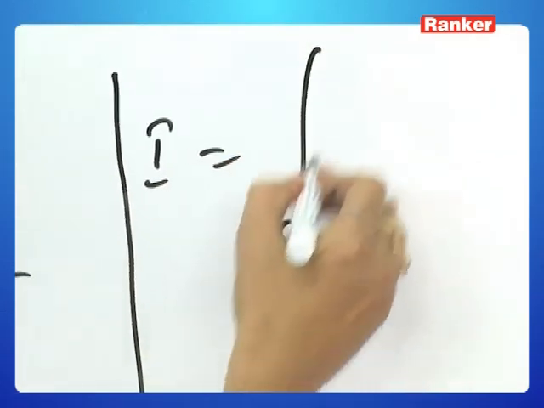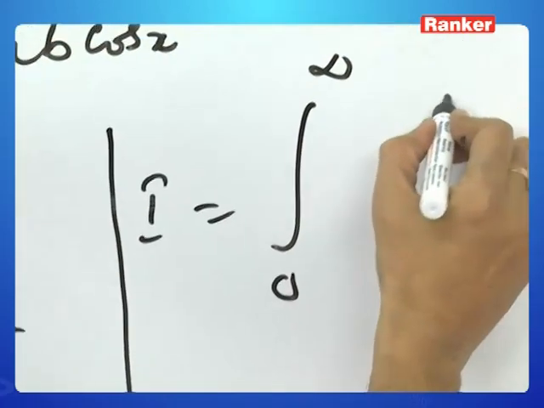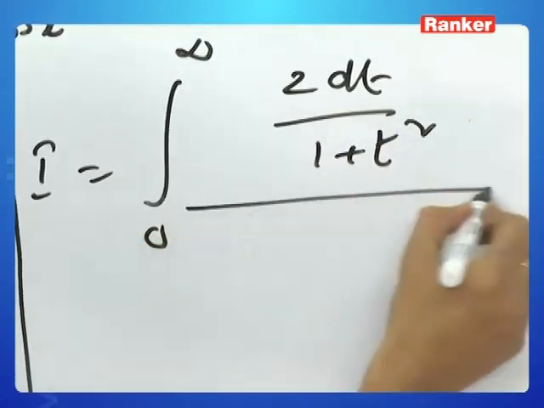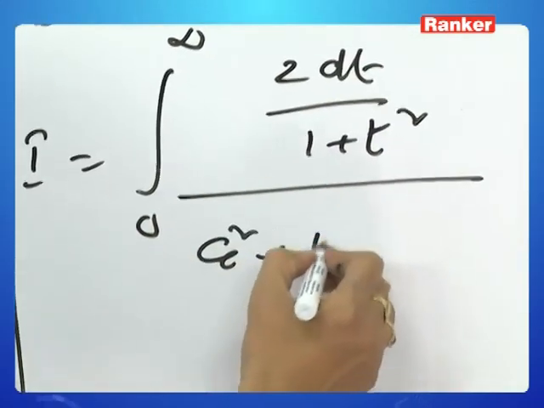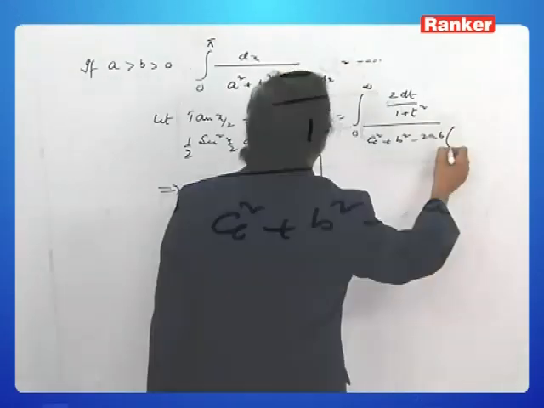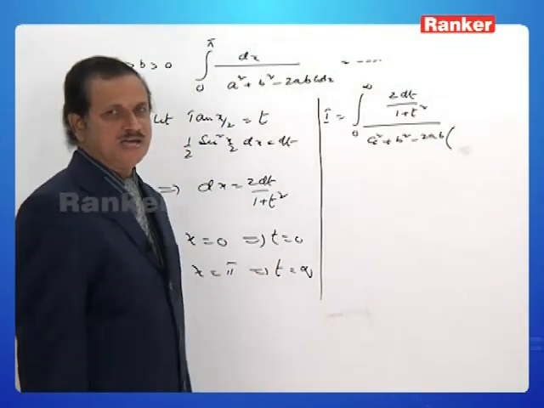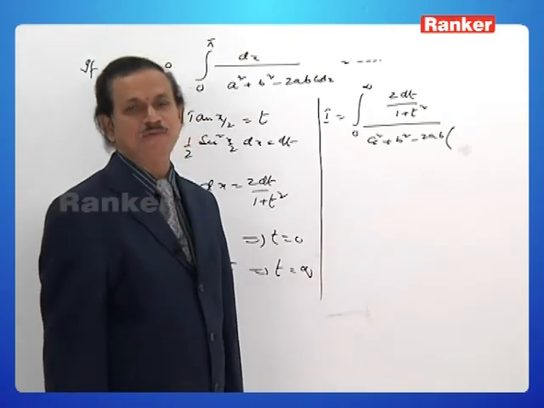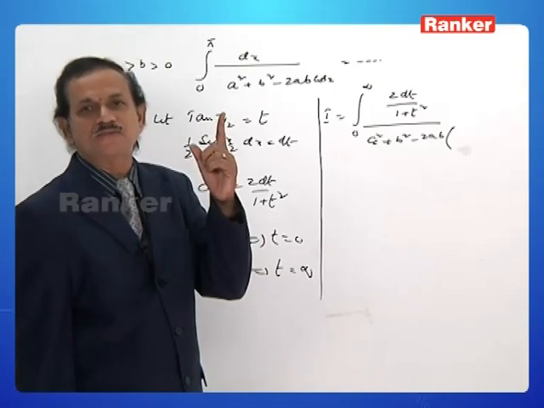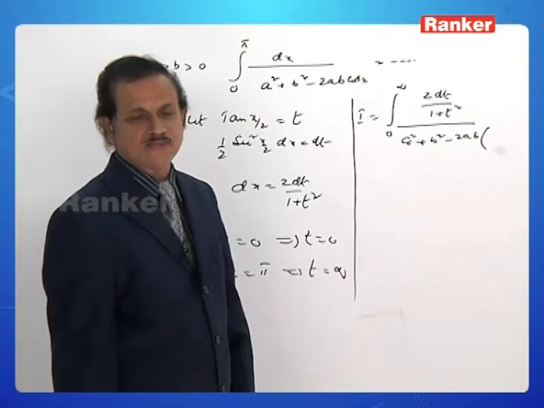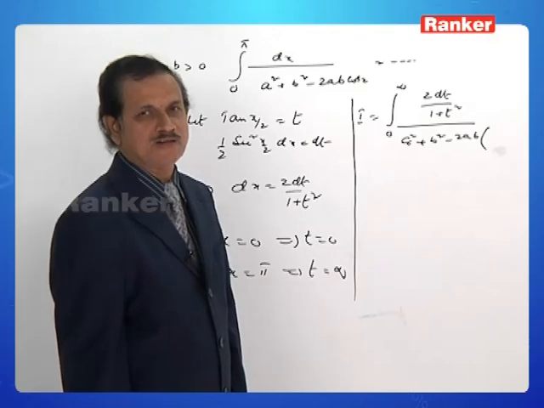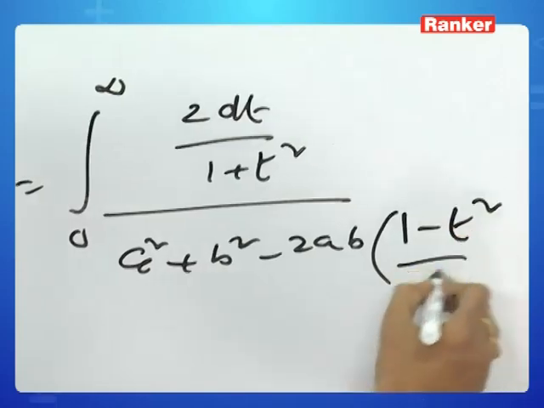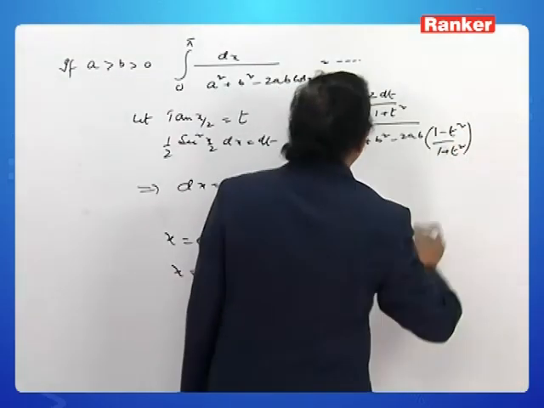I is equal to integral 0 to infinity. What is dx? 2 dt by 1 plus t square by a square plus b square minus 2ab into, come on, what is cos x? 1 minus tan square x by 2 by 1 plus tan square x by 2, isn't it? We have had a beautiful formula in submultiple angles of trigonometry. So cos x is equal to 1 minus tan square x by 2 by 1 plus tan square x by 2.